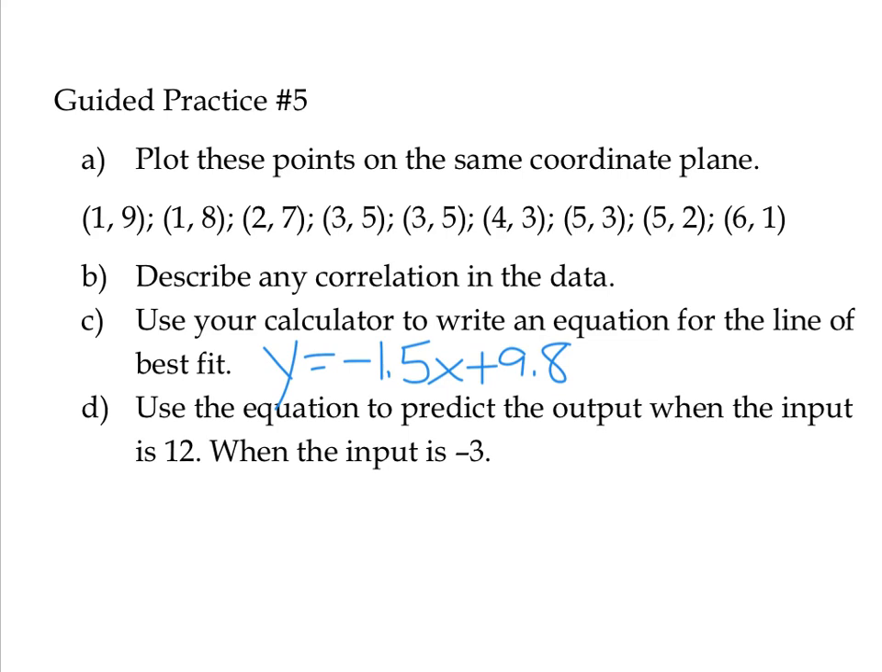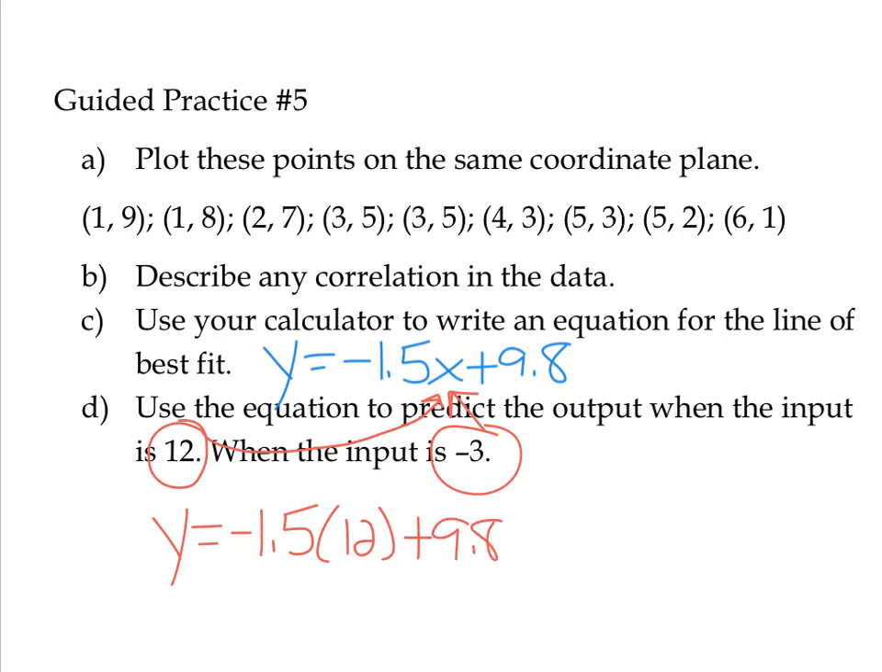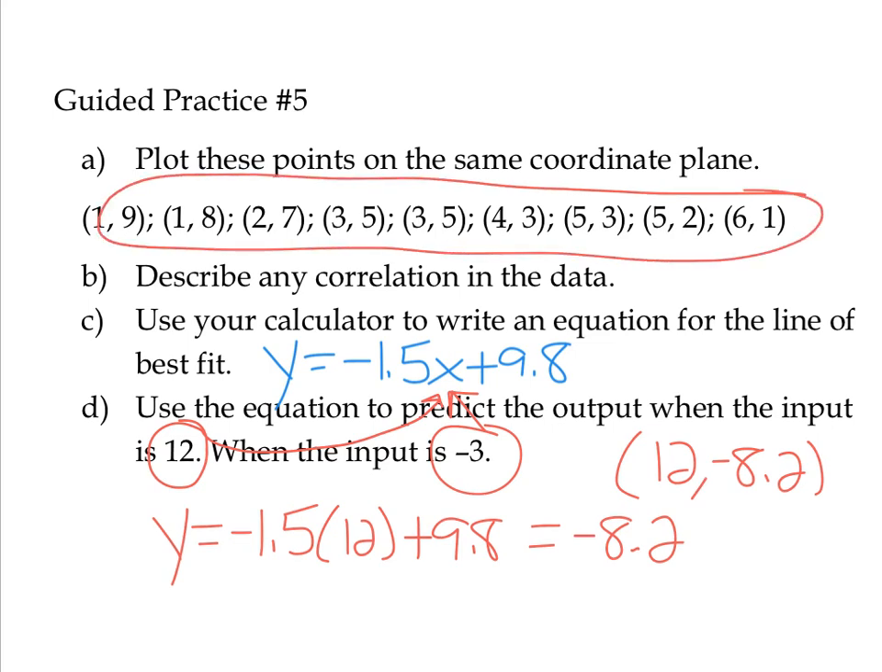Once we have that equation, one of the more important things we can do is take this and figure out what's going to happen to the output when the input's 12. So we could plug a 12 in there. What's going to happen when the input's negative 3? We plug a negative 3 in there and do the calculation. For instance, we could do y equals negative 1.5 times 12 plus 9.8. We could see what the output is going to be when we put in negative 1.5 times 12 and then add 9.8. If you do that, you're going to end up with negative 8.2. So you could say that you'd have a point of 12 comma negative 8.2 that goes along with this data and would basically follow the same trend as the data that we see here.